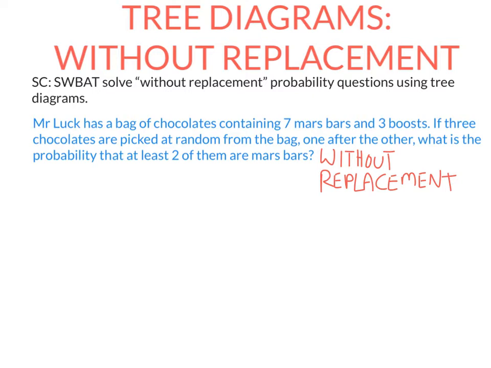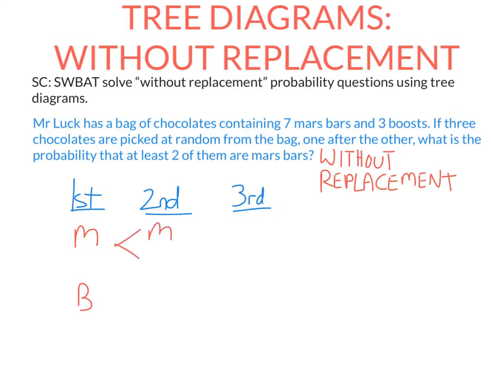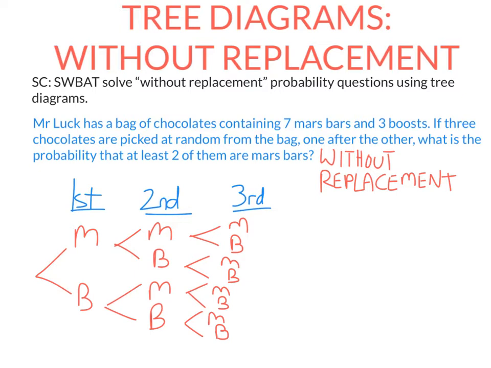So remember, we set up our tree diagram by having columns for each stage. Here, this event occurs in 3 stages, each stage being a pick from the bag. So we write our possible outcomes. First time, we could get Mars bar or Boost. Similarly, Mars bar or Boost for the second time, and so on. And then remember, we had a column in which we write all of the possible outcomes. For this one, because each time I pick a chocolate there are 2 possible outcomes, and 3 stages, the total number of outcomes is 2 times 2 times 2, or 2 to the power of 3, which is 8.